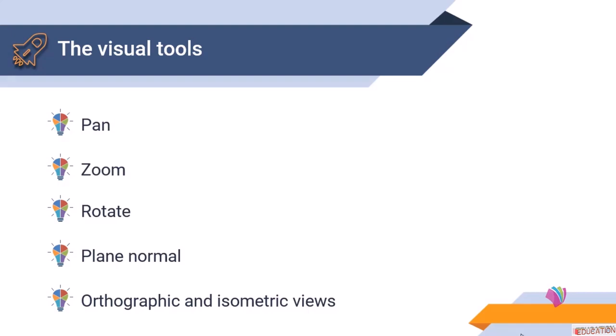Out of these 5, the first 3, that is pan, zoom and rotate, are very useful for us to create solid models. By using these, we can view the solid model in different orientations, and we will have a clear picture of what we are going to make and what we are making. Now, for using pan, zoom and rotate, instead of the icons inside the software, we have to use the mouse and some shortcut keys on the keyboard so that we can very easily use these tools.